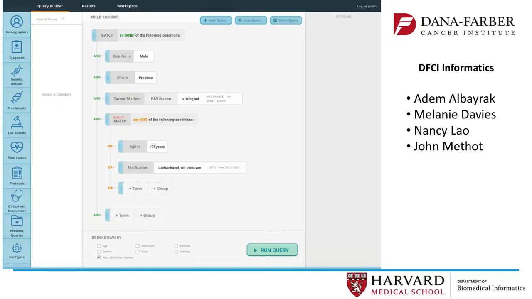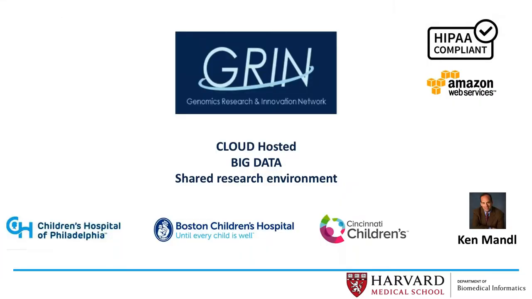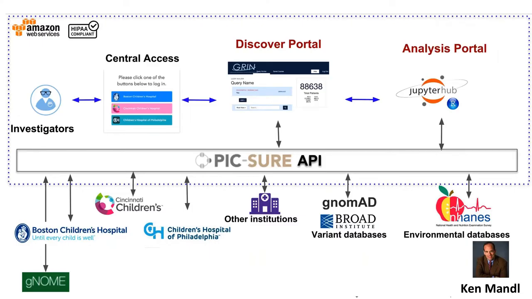And then the third project I wanted to show you, led by Ken Mandl, is in the context of putting together the three leading pediatric hospitals in the US, CHOP, Cincinnati, and Boston Children's Hospital, in the Genomic Research Innovation Network. One of the components of this project, led by and approved at the CEO level across those three hospitals, is to enable sharing of all the data from the three institutions. And so we're using, again, the PIC-SURE API to make the link between the three different institutions, the clinical data and the genomic data, in a HIPAA-compliant environment.